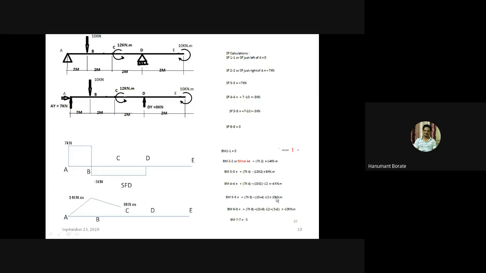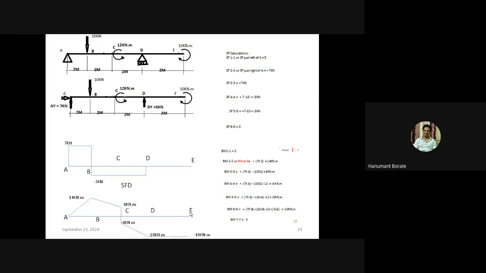Okay. Then at point C, just left of C, we got the value 8 kilonewton meter. So join with a straight line, but there is a drastic change due to the movement. Just right of C, we got the value minus 4 kilonewton meter. So join with a straight line. Then next, minus 10 kilonewton meter at point D. At point D, we got the value minus 10 kilonewton meter, and we join the bending moment diagram with a straight line between vertical loads.